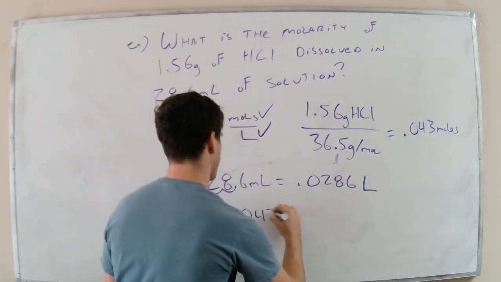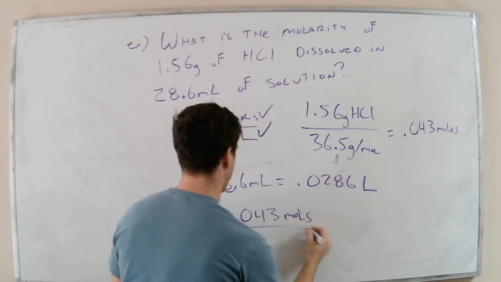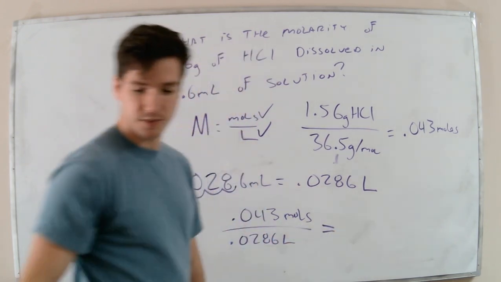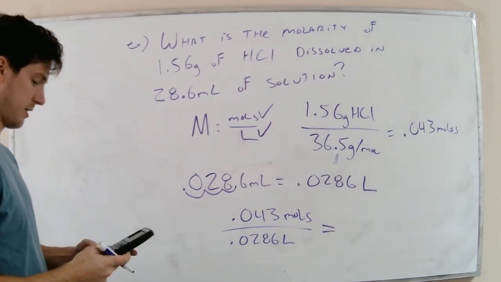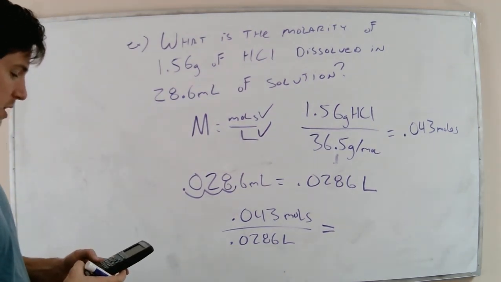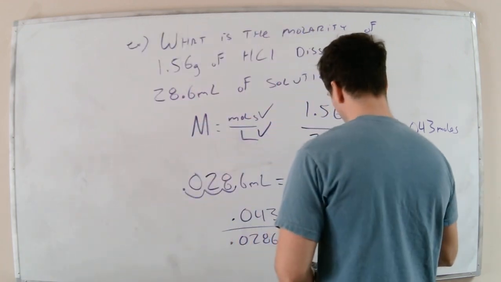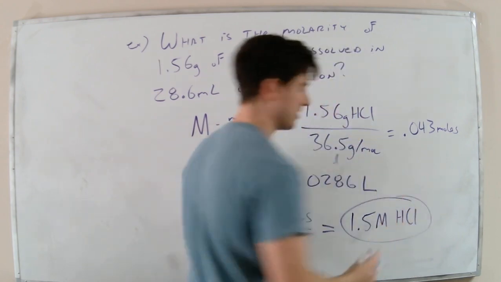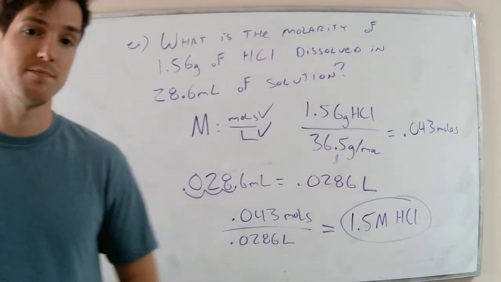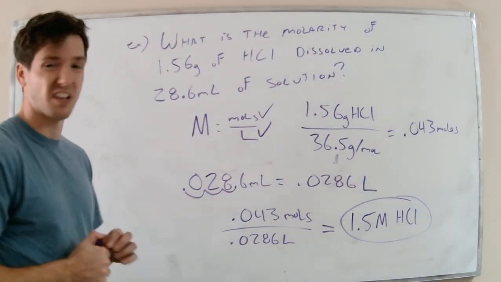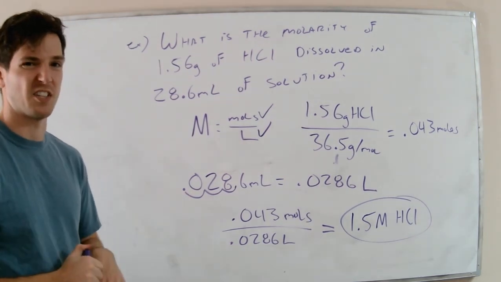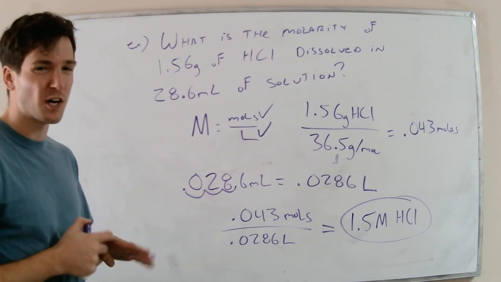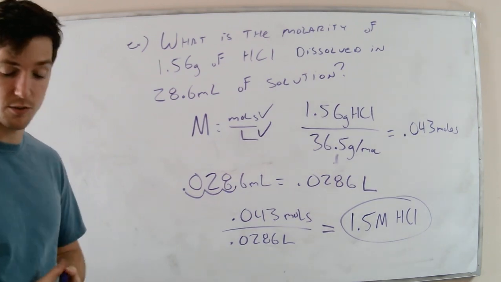We'll take 0.043 moles divided by 0.0286 liters, and that will give me a molarity of 1.5 molar HCl. Okay, not very strong. 6 molar HCl doesn't even eat your skin, but 12 molar HCl will. Okay, 1.5, not too bad. Maybe a little itching on your hand, but nothing too serious, okay?